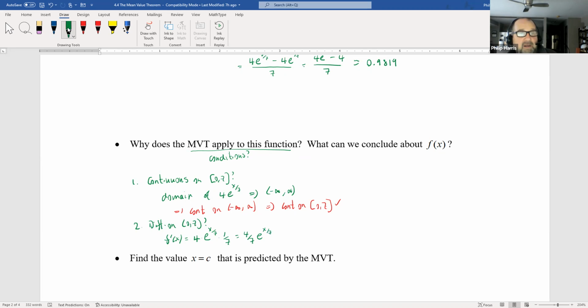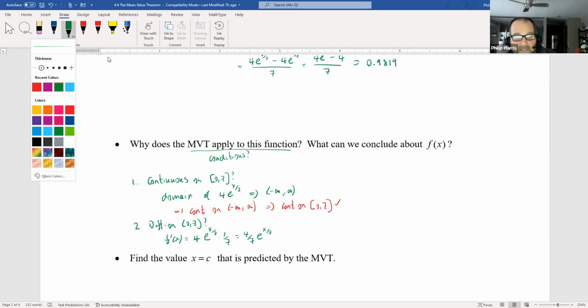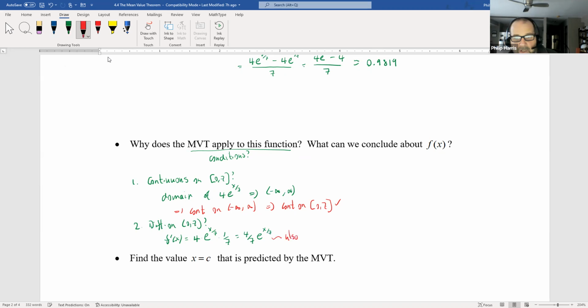And again, fairly quick and easy. We can note that this is also continuous everywhere. So the derivative is well defined and continuous. So we have something that is differentiable on the interval in question, which is from 0 to 7. So this is, again, also true. So the mean value theorem does apply to this function because we have the two conditions met.